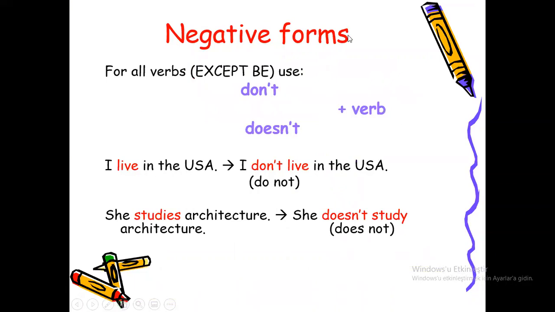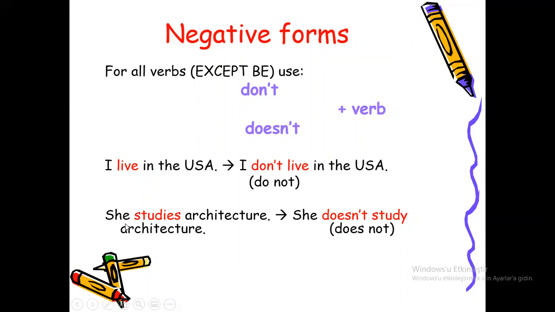Negative forms we have for all verbs except be. Remember this is important. Except be, we use don't or doesn't plus verb. Remember this is important. We do not put s to the verb in negative forms. All right. I live in the USA. I don't live in the USA. Do not. This is negative form.